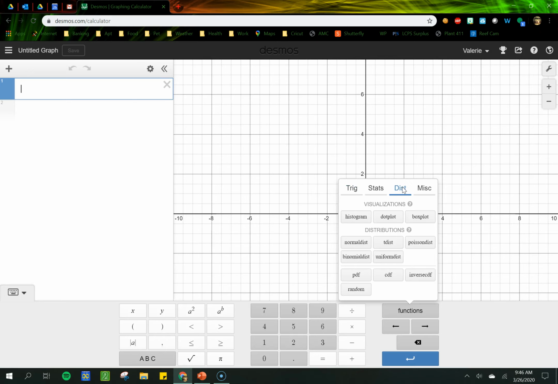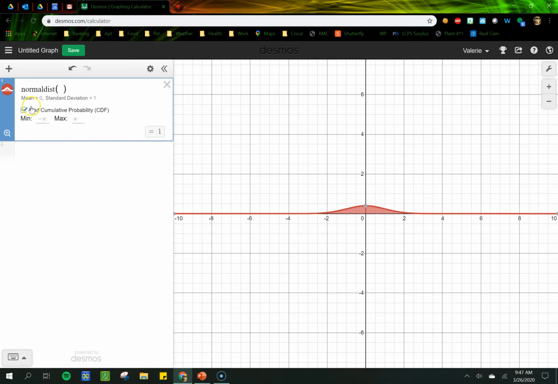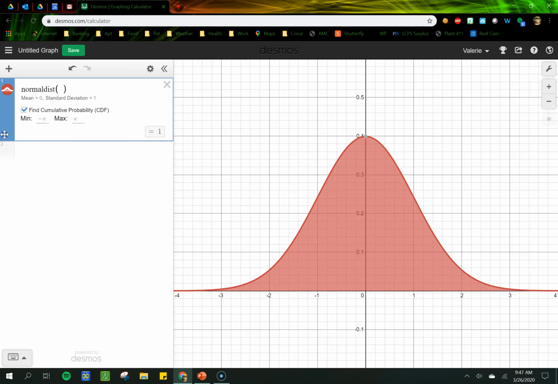So we have a lot of different kinds of distributions. For the curriculum for Algebra 2, we're only going to use a couple of these buttons. The one that we are using today is called normal dist because we're doing a normal distribution curve. So I'm going to click that. I'm also going to click Find Cumulative Probability because that's the type of problem that we're doing. And you'll notice that there's this Zoom Fit button here. If I click that Zoom Fit button, it's going to zoom fit to my curve.